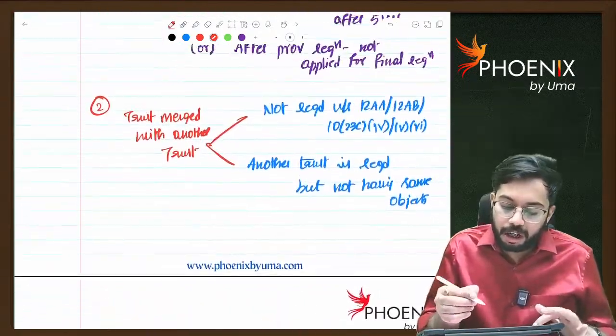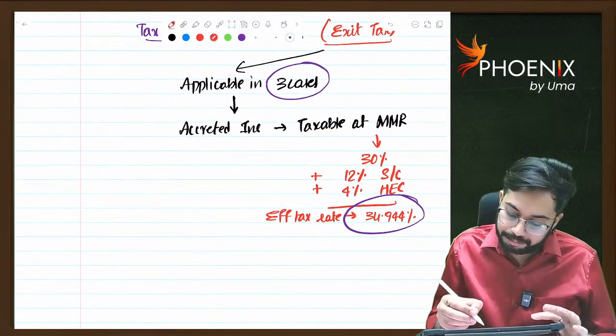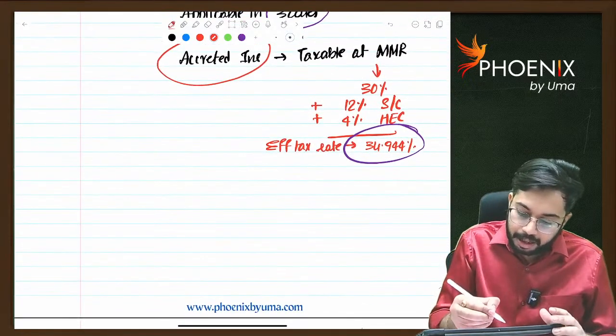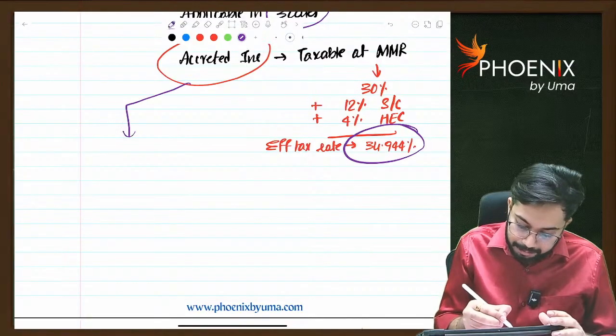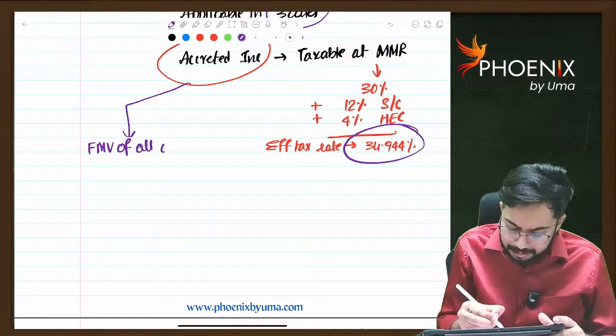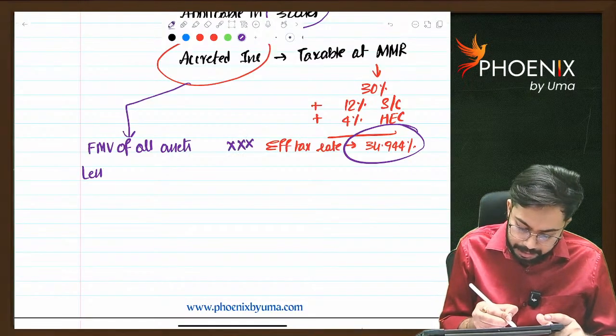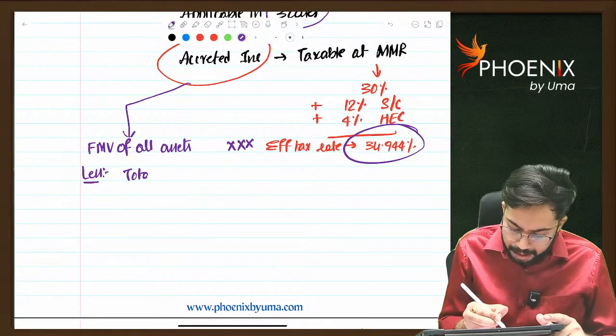Now, what do you mean by accreted income? Here I said accreted income. Sir, what do you mean by accreted income? Accreted income means fair market value of all assets less total liabilities.